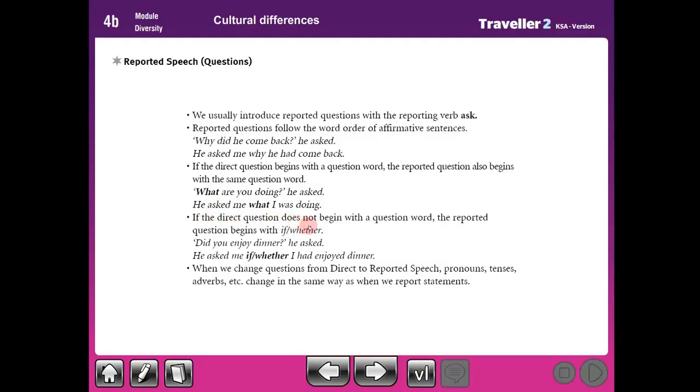If the direct question does not begin with a question word, the reported question begins with if or whether. For example, did you enjoy dinner? He asked. Reported speech, he asked me if or whether I had enjoyed dinner. When we change questions from direct to reported speech, pronouns, tenses, adverbs, etc. change in the same way as when we report statements, and we taught it in the previous lesson. Okay.